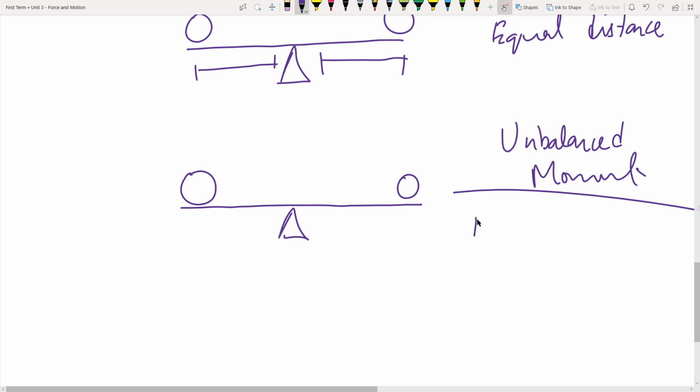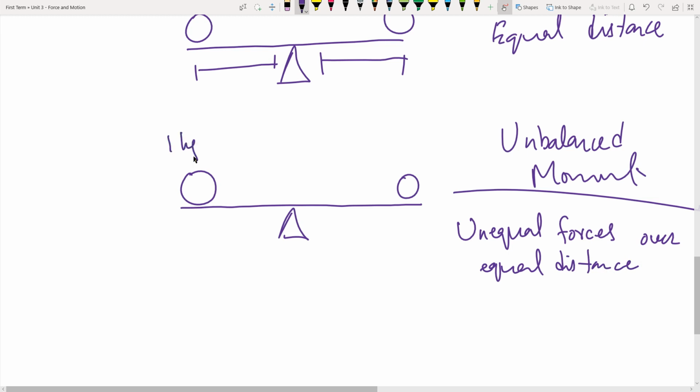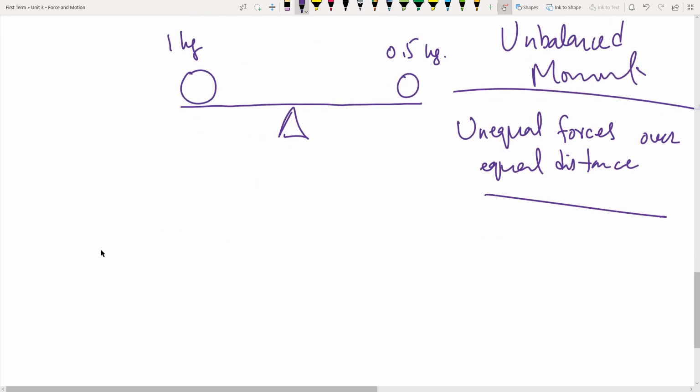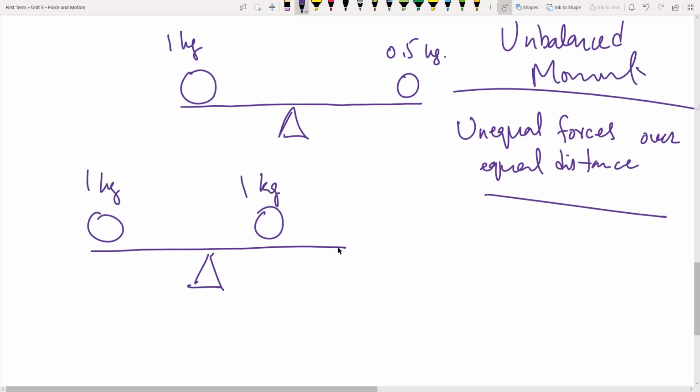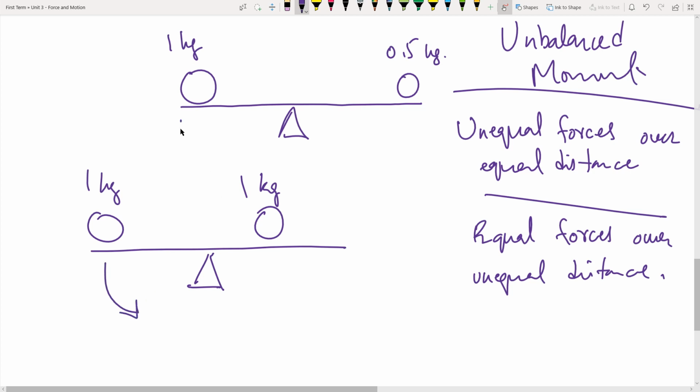So we have either unequal forces over equal distances. As you can see, this is 1 kilogram and this is 0.5 kilogram, half. Or the other case, which is going to be 1 kilogram and then 1 kilogram, so equal forces over unequal distances. And definitely we're going to have rotation over here, same way over here.